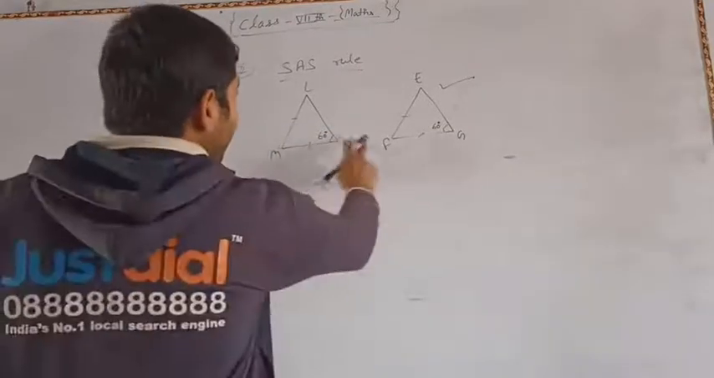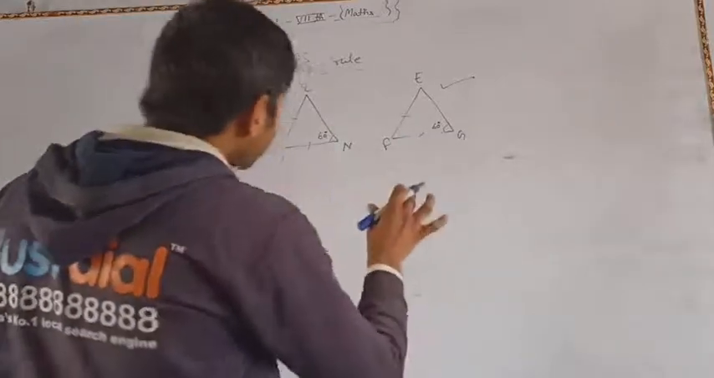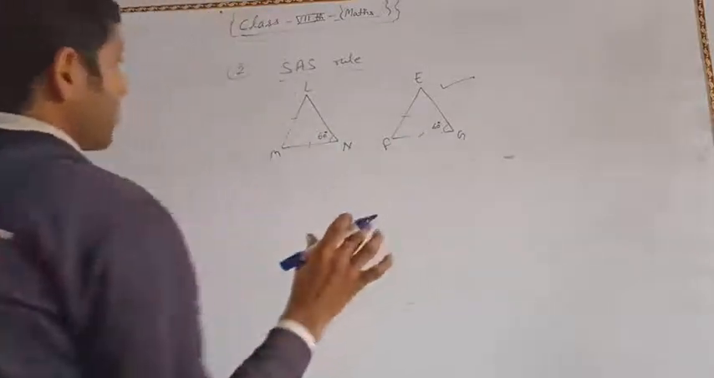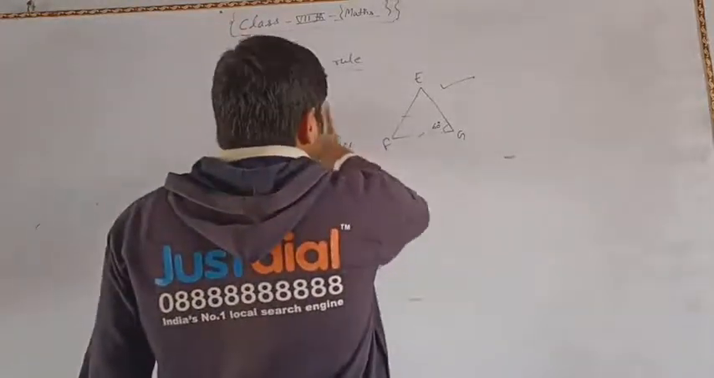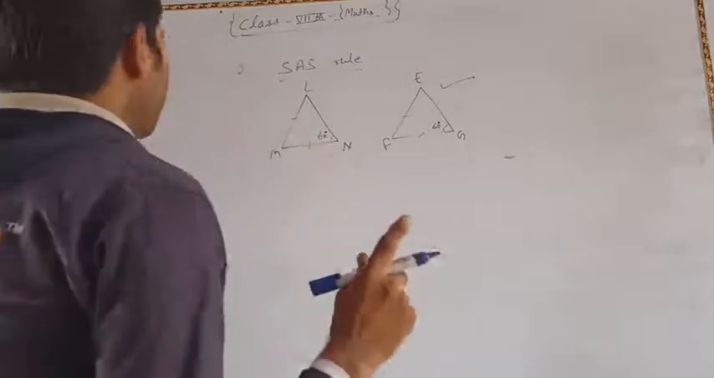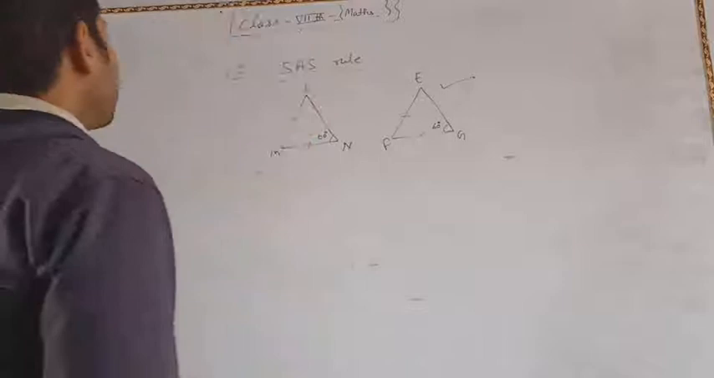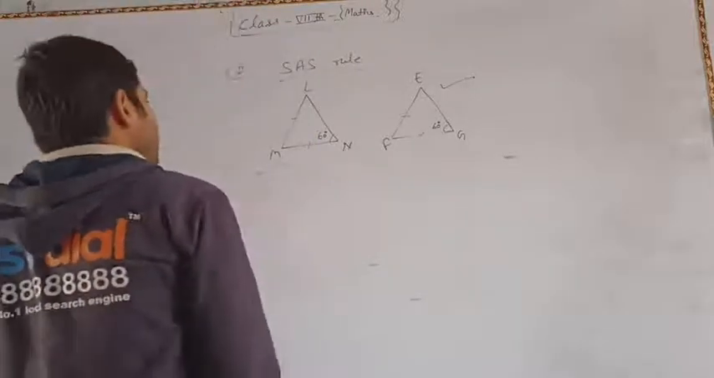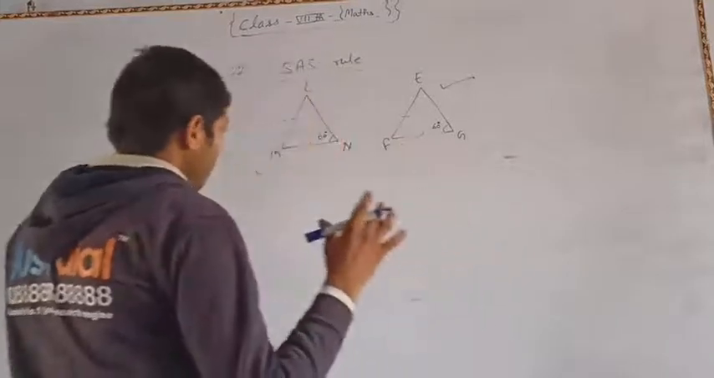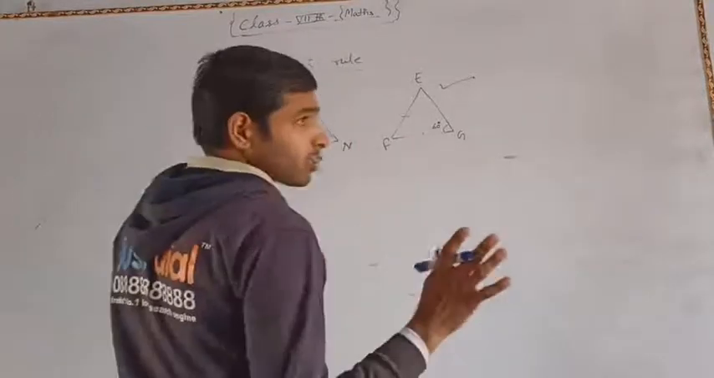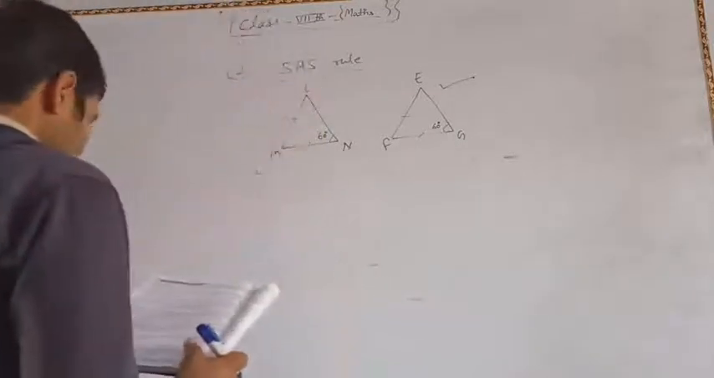So the corresponding angles are same in both figures, and also the corresponding two sides are same. So if corresponding two sides are same and corresponding one angle same, then this rule is called SAS rule of congruency, side angle side rule of congruency, because you can see here that two sides of this figure is same and one angle also same. Okay, so this is the second law of congruency.